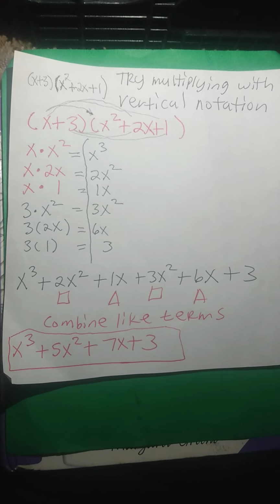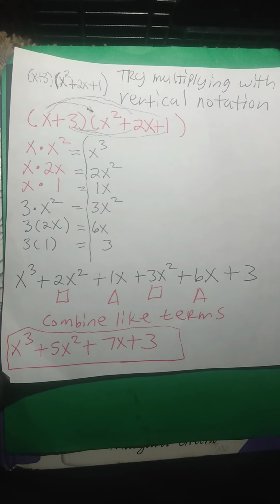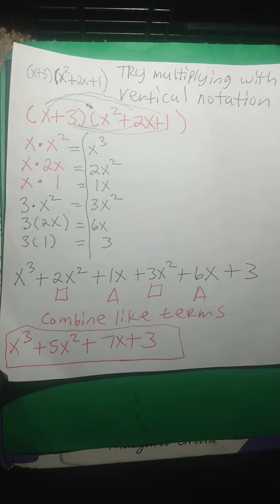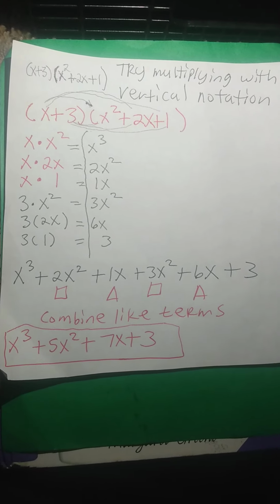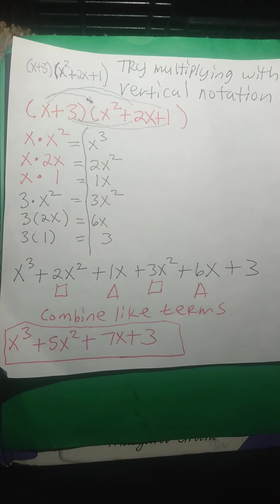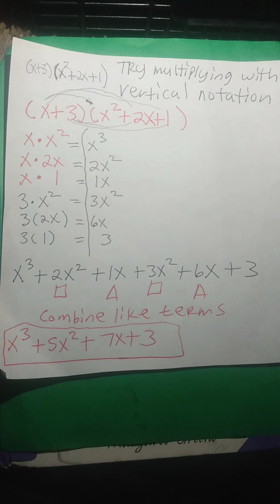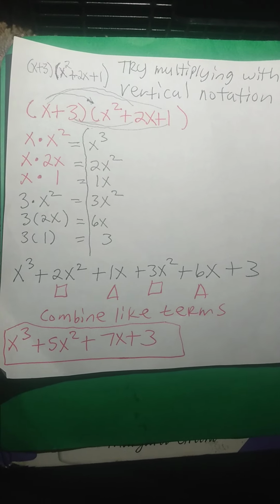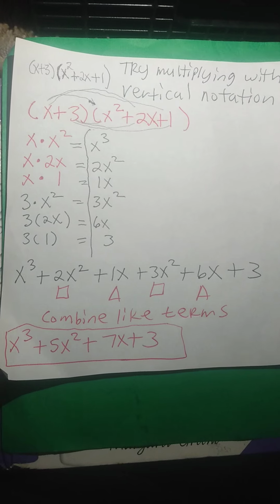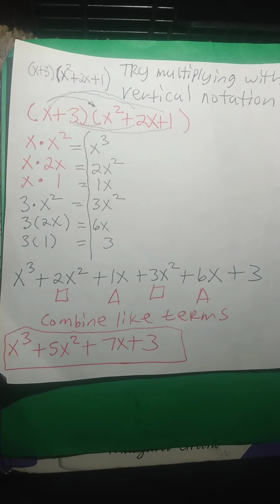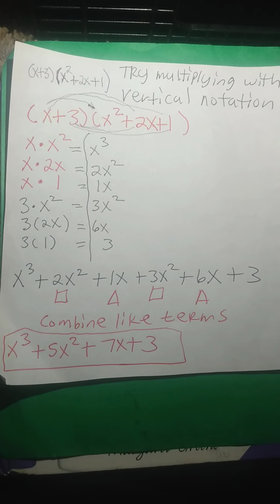Good afternoon, class. Today we are going to learn about multiplying with vertical notation. Here we see a binomial being multiplied with a trinomial. The binomial consists of x plus 3 and the trinomial consists of x squared plus 2x plus 1.